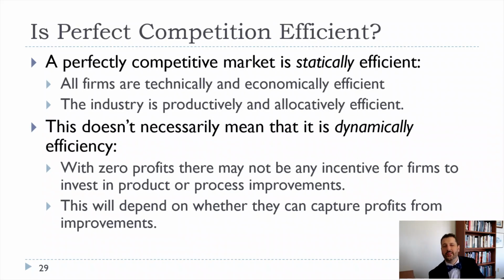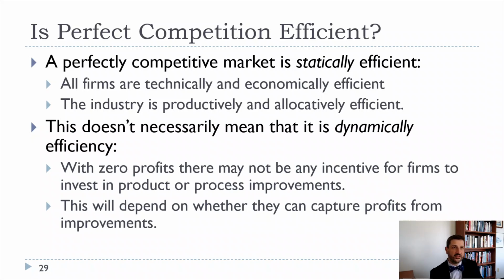Now, I think we have to ask ourselves, is perfect competition really efficient? Because what did we say? We said, well, in perfect competition, total surplus is maximized, but economic profits are zero, right? Because marginal cost is equal to average cost, and average cost is equal to P star, that means profits are zero. And we can say it's definitely statically efficient, right? If all firms are technically and economically efficient, then the industry is productively and allocatively efficient, at least from a static point of view.